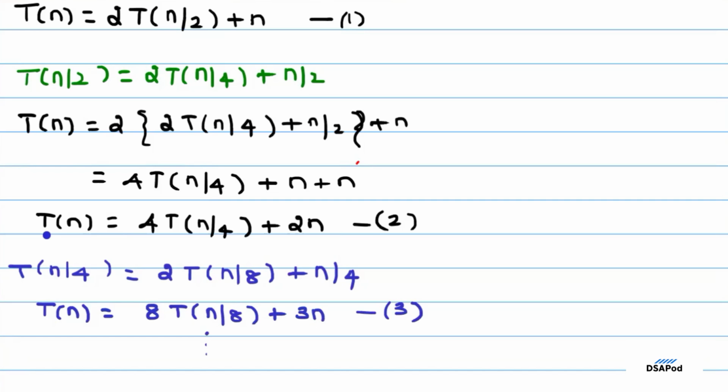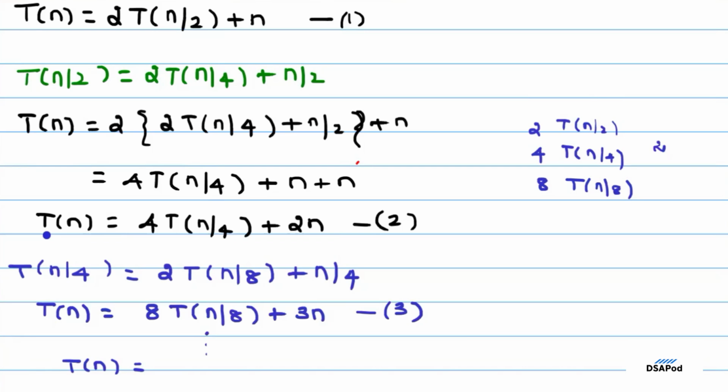Observe the equations 1, 2, and 3 and write the common representation in terms of k. That is, after k steps, T of n will look in this form. So we have the coefficients 2, then 4, then 8. It is T of n by 2, T of n by 4, T of n by 8. So try to find a pattern here.